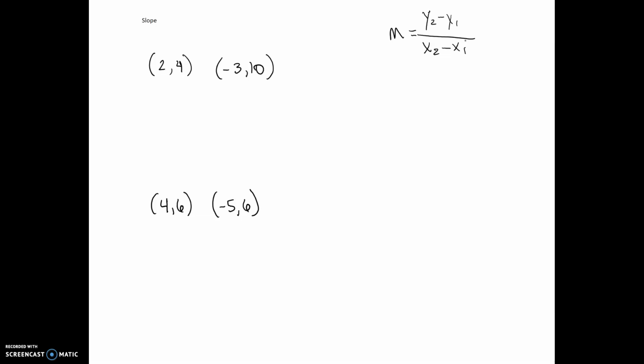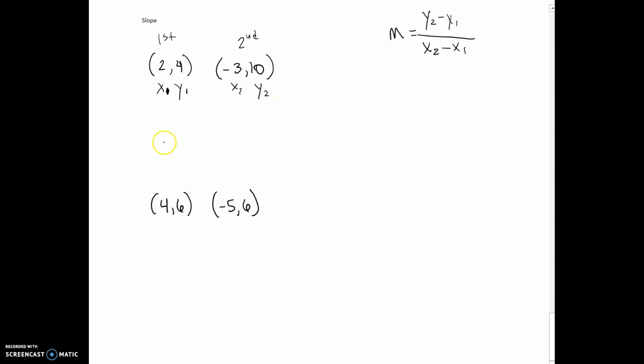So let's label our points over here. Remember for ordered pairs, so for number 1, 2, 4, and negative 3, 10, it's always x, y. So I'm going to start there. X, y, and x, y. Does it matter which point we call the first point and the second? No, but we'll call this the first point. So I'll put this as an x1 and y1 over here. We'll call this one the second point, so we'll make that x2 and y2.